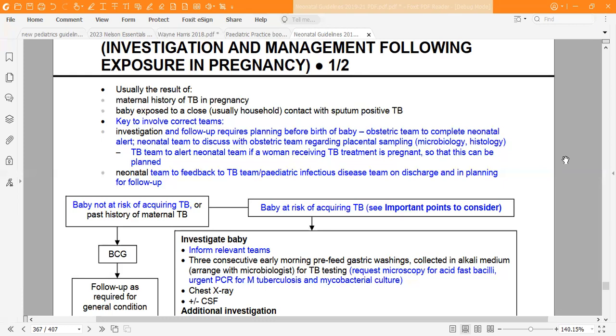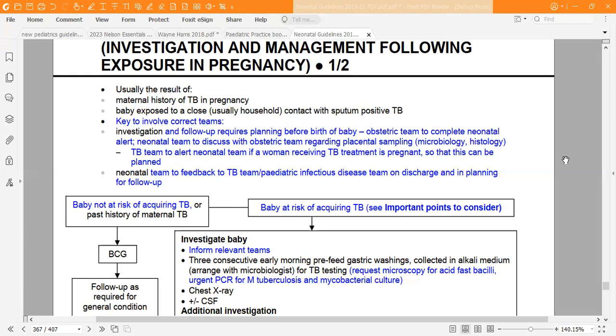Obstetric team to complete neonatal alert. Neonatal team to discuss with obstetric team regarding placental sampling for microbiology and histology. TB team to alert neonatal team if a woman receiving TB treatment is pregnant, so that this can be planned. So the TB team will organize with the neonatal team, and the obstetric team as well will organize with the neonatal team. So we have 3 teams in here: obstetric, neonatal, and TB team.